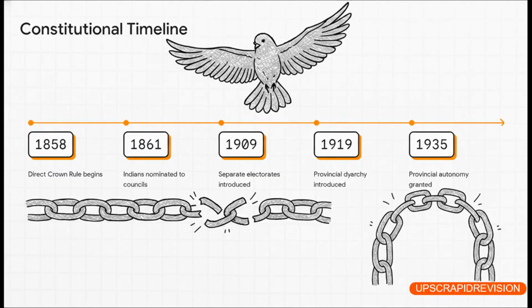Then the timeline shifts dramatically. 1858 brings direct crown rule, 1861 sees nominated Indians, 1909 brings in divisive separate electorates, 1919 introduces that confusing provincial diarchy, and finally, 1935 gives us provincial autonomy. रट लीजिए इसको. This flow is non-negotiable.